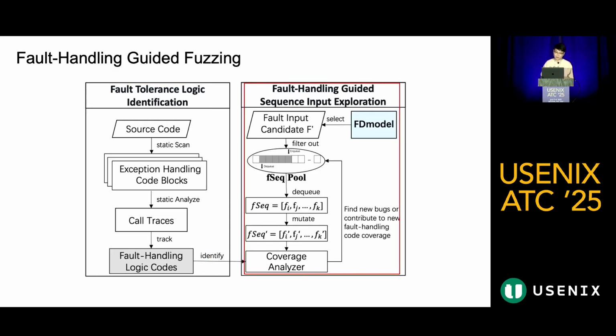Then we use the fault handling code coverage to help guide the fault sequence input generation. The key process here is that for a given mutated fault sequence input, CAFault injects it into the distributed system under test while executing the same workload. If this fault sequence contributes new fault handling coverage or leads to the discovery of new bugs, it is regarded as an interesting seed and is stored back into the seed pool to help guide the next fuzzing iteration.